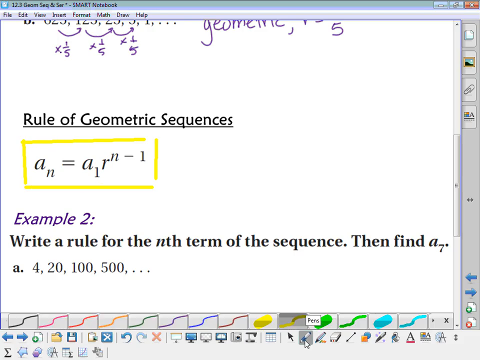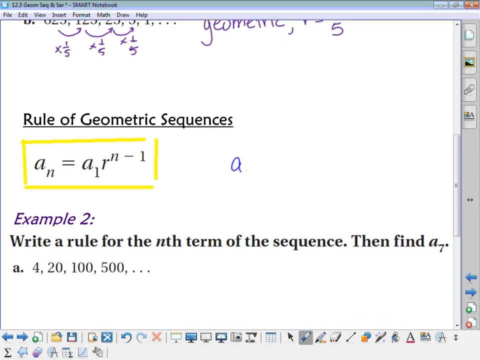But you can see if I plug in a 1 for n, I've got a sub 1 times r to the 1 minus 1, which is a sub 1 times r to the 0, right? And r to the 0 is 1. So that way it comes out equaling a sub 1. So that's why it has to be n minus 1 rather than just to the n power. Okay?